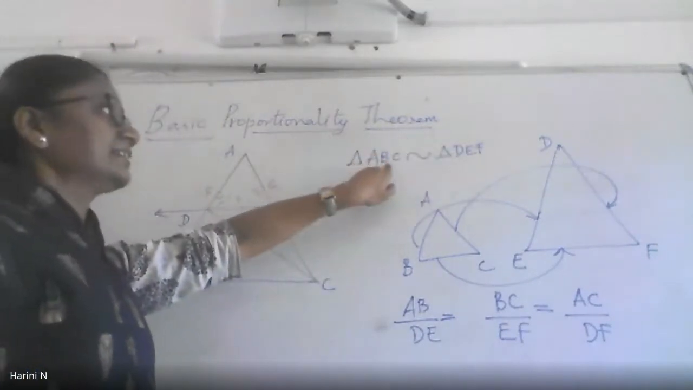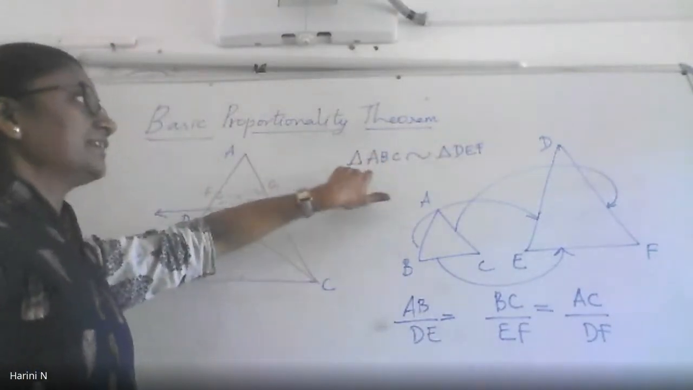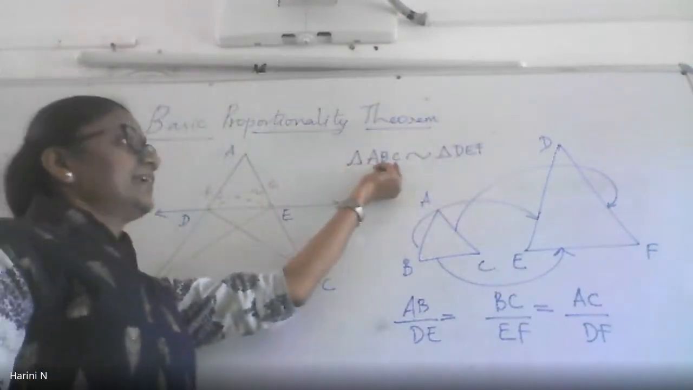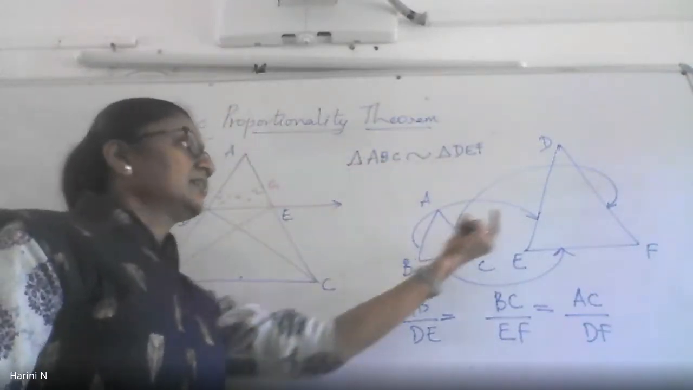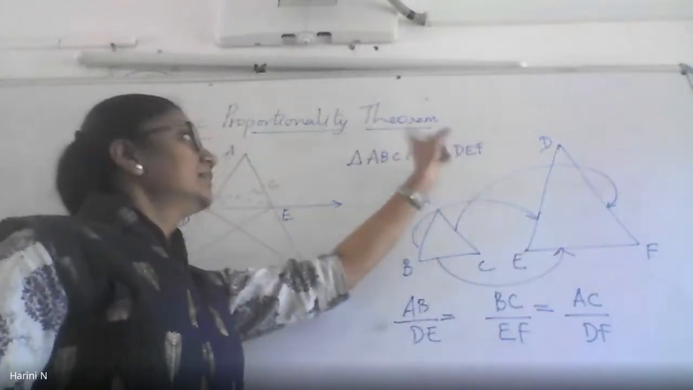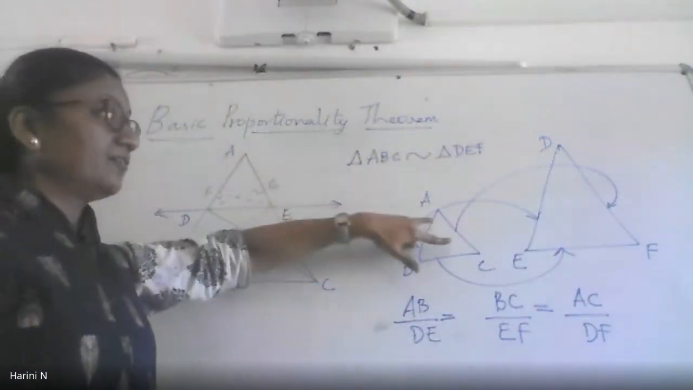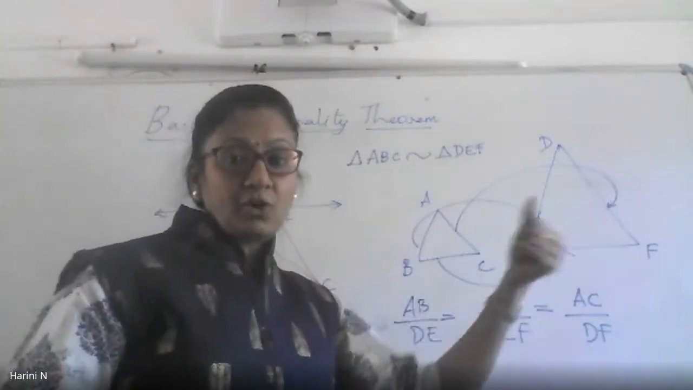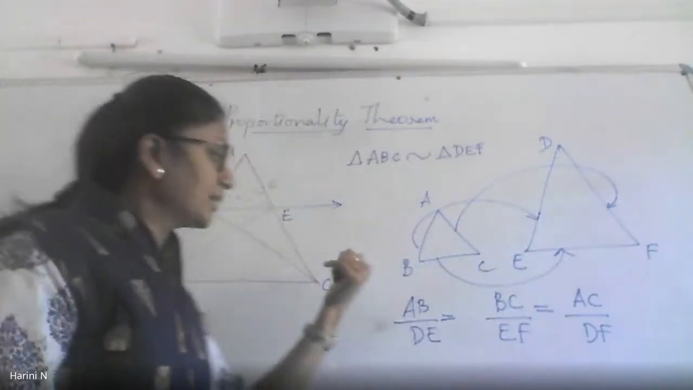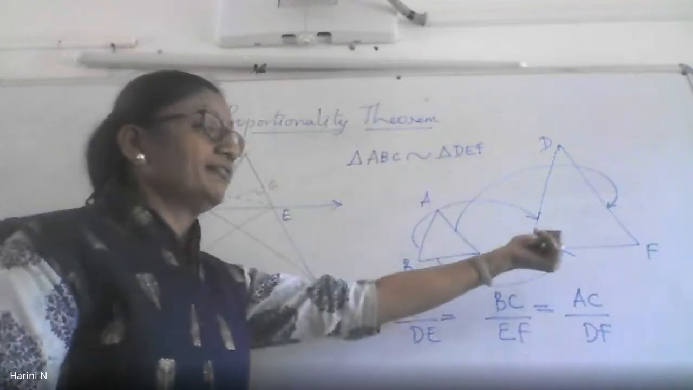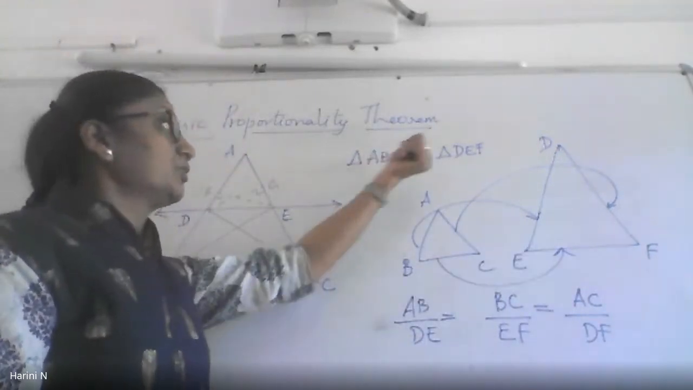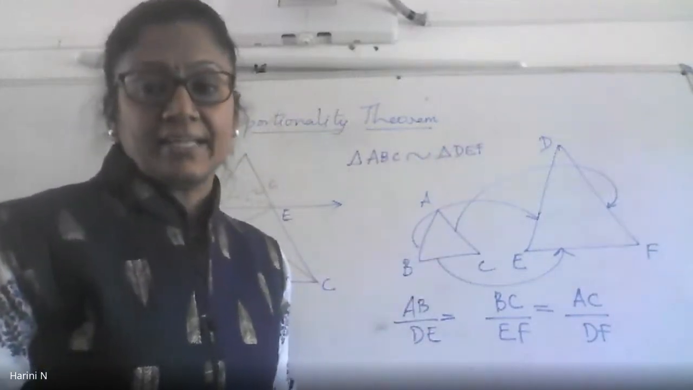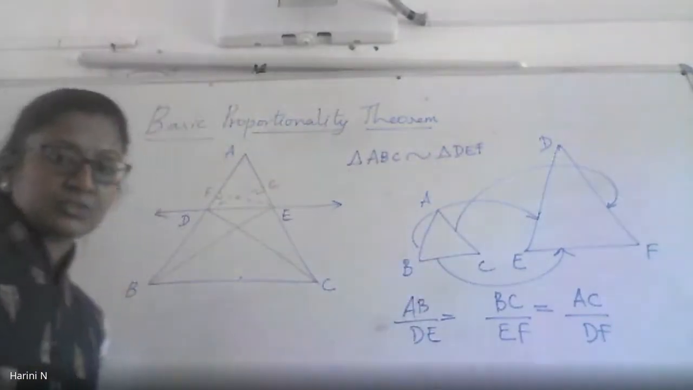So if I take the side AB, the corresponding side in the second triangle should be DE only. If I take BC in the first triangle, the corresponding side will be EF. Similarly, if I take AC in the first triangle, the corresponding side will be DF. You cannot change the order in which you take the sides. You can't take AB by DF because AB corresponds to DE only. This is the order in which the triangle is named. Alright, so this you should remember.